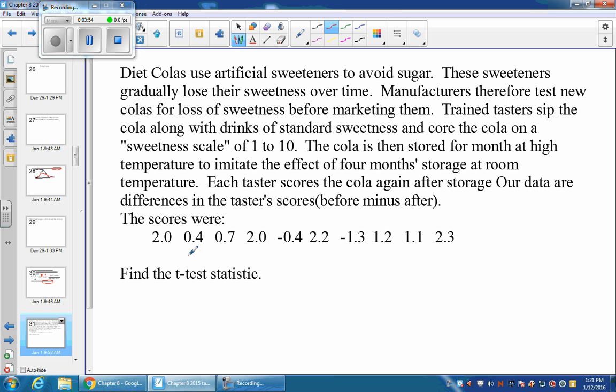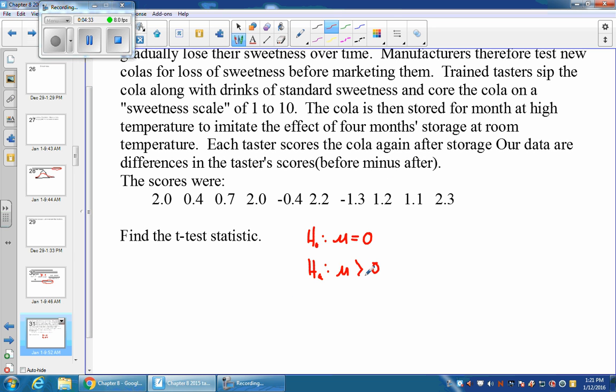So to find the t-test statistic, first we have to think about the null hypothesis. The null hypothesis is that the mean is going to be 0. That means there's no difference in the before minus after. There's no loss in sweetness. And our alternative hypothesis depends on whether we want to see if there's a loss in sweetness. So we want to see that the difference is more than 0. So that's to test to see if they lost sweetness.